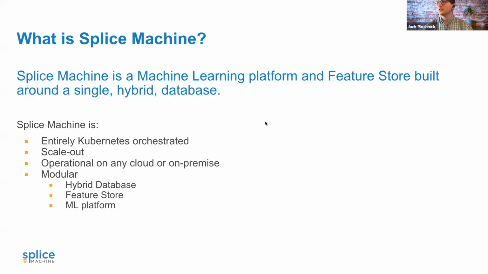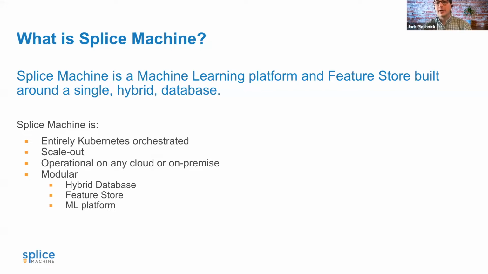Splice Machine, first and foremost, is a single hybrid database. It performs both analytic and transactional queries. In this conference, we are focusing on a particular use case of that database, being the machine learning platform and the feature store. Splice Machine is entirely Kubernetes orchestrated. It works on any cloud, it works on premises. You can pick it up and move it wherever you want to use it. You're not constrained to a single cloud.